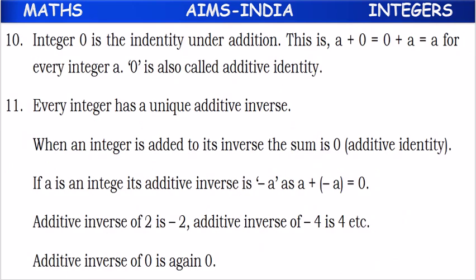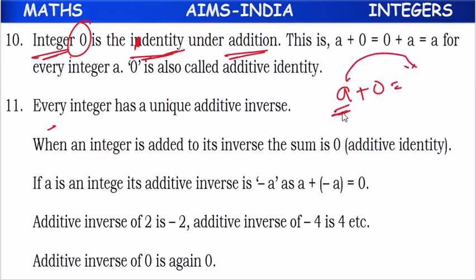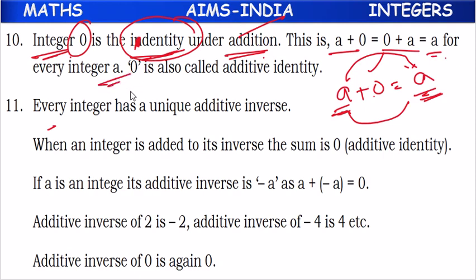So next. The integer 0 is said to be the identity element under addition. It means for any integer, if we add 0, its value does not change. It will be equal to itself, it will be equal to A. So that's why 0 is called the identity element under addition. 0 plus A or A plus 0 equals A for every integer A. So 0 is called the additive identity.